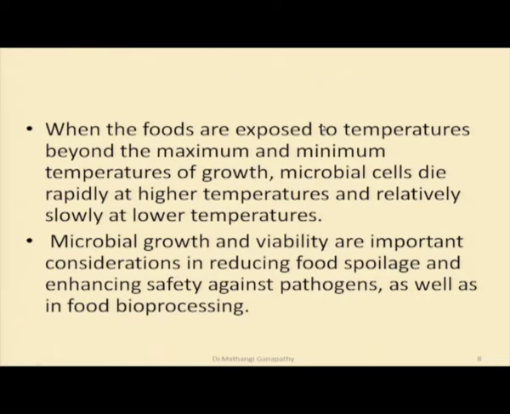When the food is exposed to temperatures beyond the maximum and the minimum temperatures of growth, the microbial cells will die at a higher temperature and relatively slowly at a lower temperature. So, this change in growth and viability is important in reducing food spoilage and enhancing safety against pathogens, as well as for food processing. Here, as you saw, you have a range of temperature from 10 to 45, or what I talked about, 45 to 55 or 65.